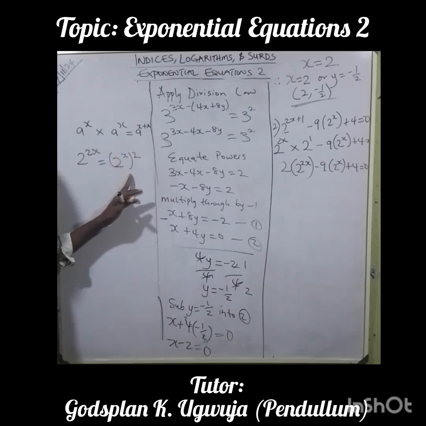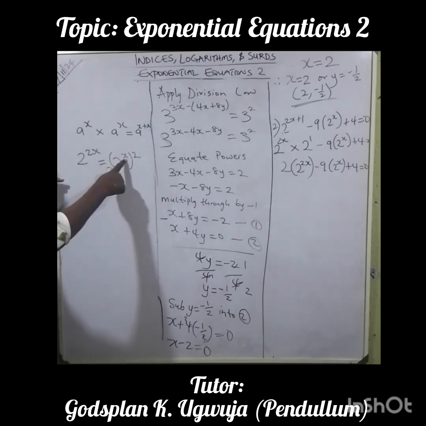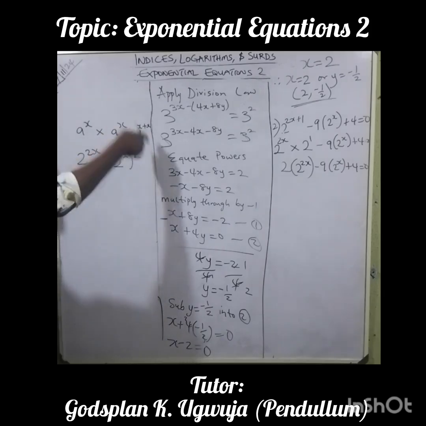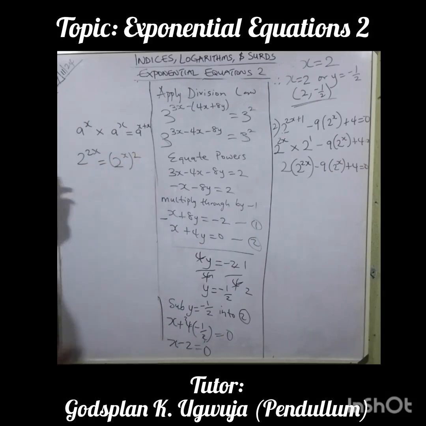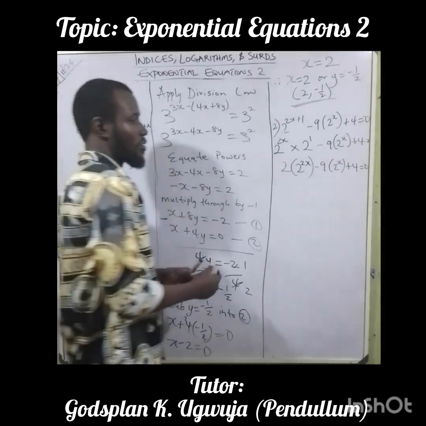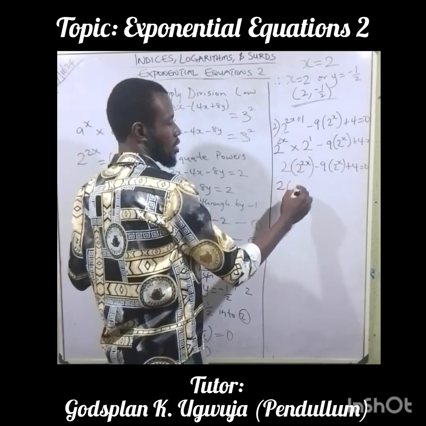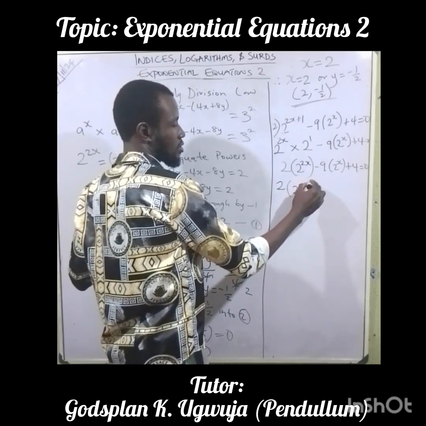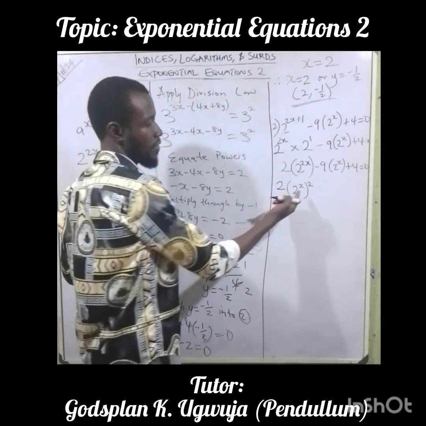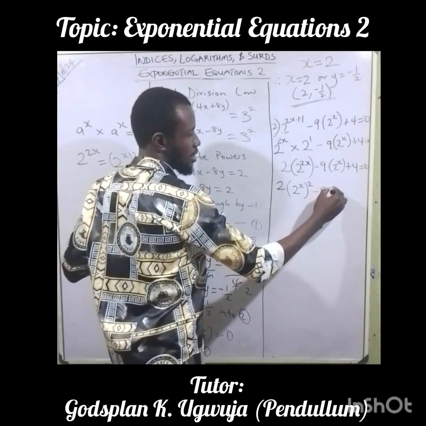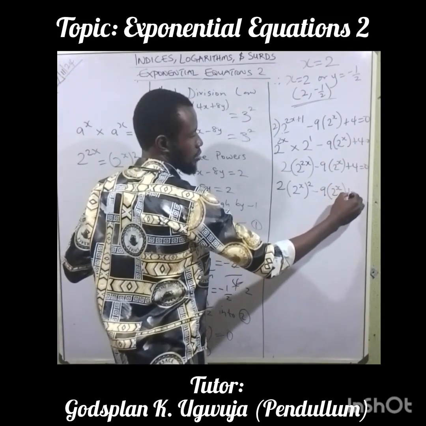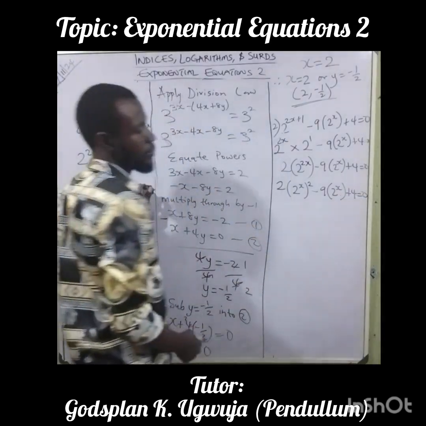Alright, this and this are the same thing, because from the power law, if I have a number that has an index which is raised to another power, a number that has the power raised to another power, I can multiply the two powers. That is the power law. And if I multiply x by 2, I will get 2x. So that means I can rewrite this one as 2 raised to the x, squared. I've not changed anything, because if I multiply the powers, I'll still have 2x. Then minus 9 times 2 raised to the x plus 4 equal to 0.